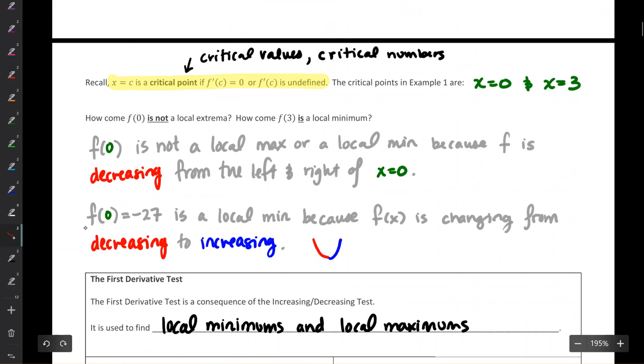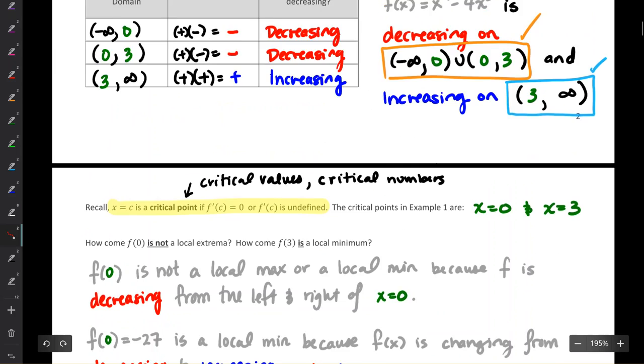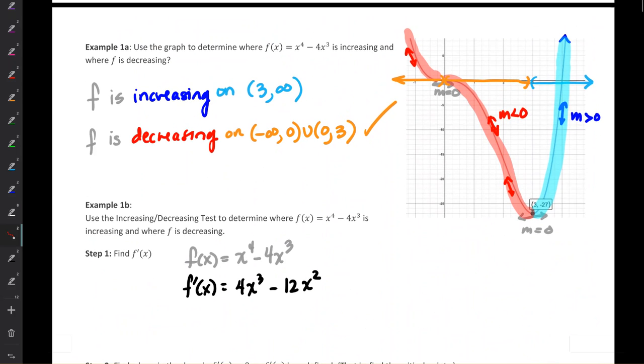Now f of 3, which is minus 27, we got that from the graph, is a local min. And how could we see this? Well, if we had the picture, we see that my curve, my function, looks like it has a little valley right here. This y value of minus 27 is the smallest y value for all x values near 3. X values near 3 map to y values that are bigger than f of 3, that are bigger than minus 27. So minus 27, that y value, is a local min.